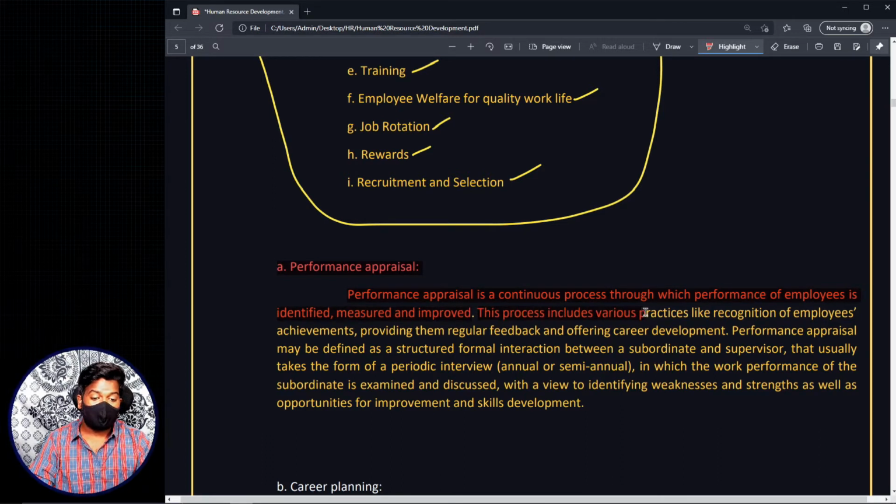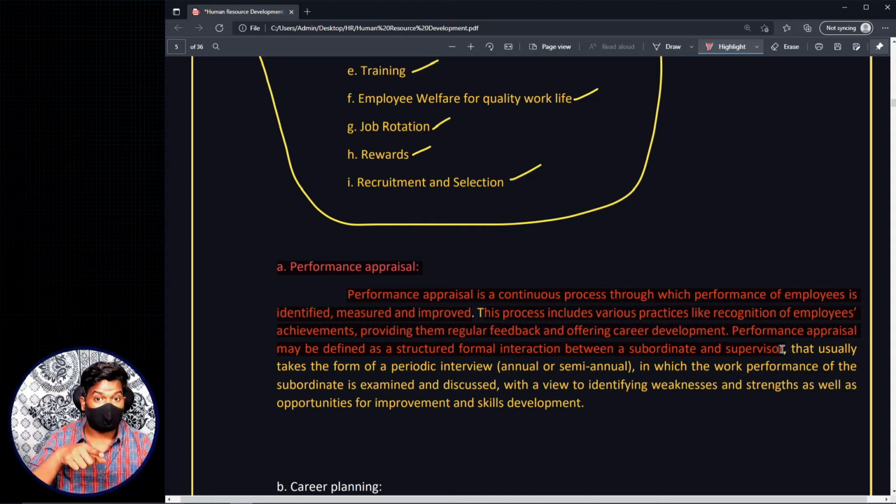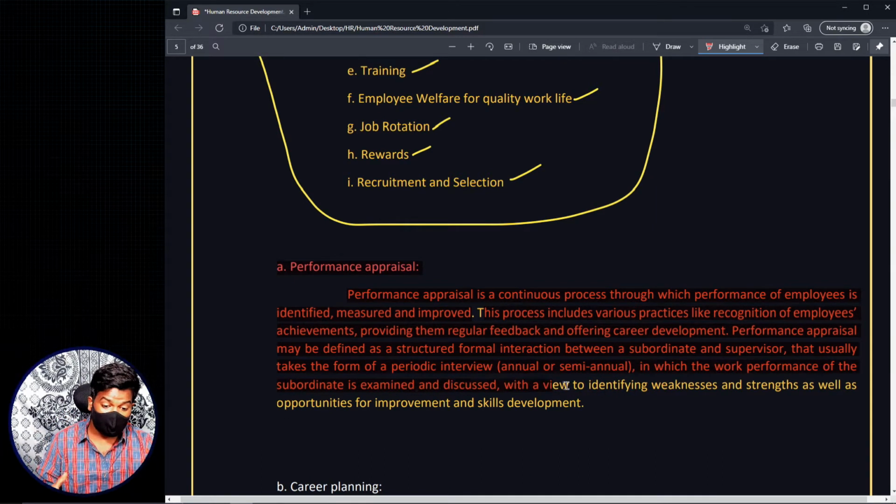This process includes various practices like recognition of employees' achievements, providing them regular feedback, and offering career development. Performance appraisal may be defined as a structured formal interaction between a subordinate and a superior. This is not supervisor, it's a typo, it's a superior, that usually takes the form of a periodic interview, either annual or semi-annual, it depends on the organization, in which the work performance of the subordinate is examined and discussed with a view to identifying the weaknesses and strengths, as well as the opportunities for the improvement of skills and development.